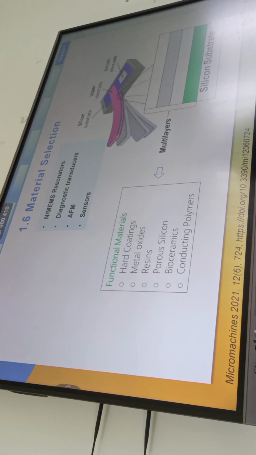And this cantilever design has applications widely used in MEMS resonators, diagnostic transducers, AFM, and sensors.